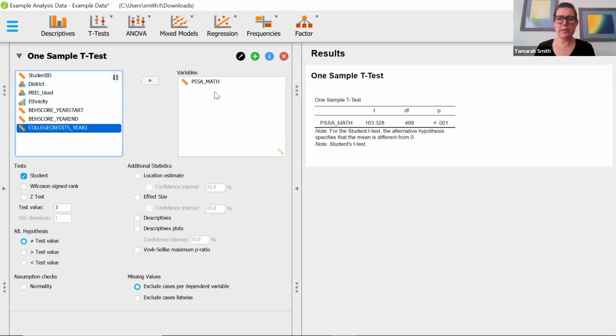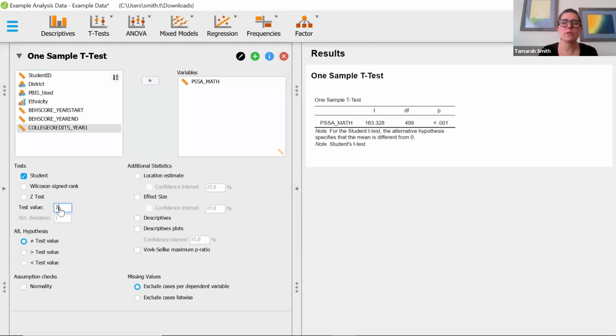So we pop it over into the box here, and it gives us some very basic output. It gives us the t-value, degrees of freedom, and a p-value. And what it says down here is that it's looking to see if the mean is different from 0, right? Well, I don't know that we want to test it against 0, right? Typically, students aren't getting a score of 0. But what we could do is go in here and change the test value to what is a general normal kind of score.